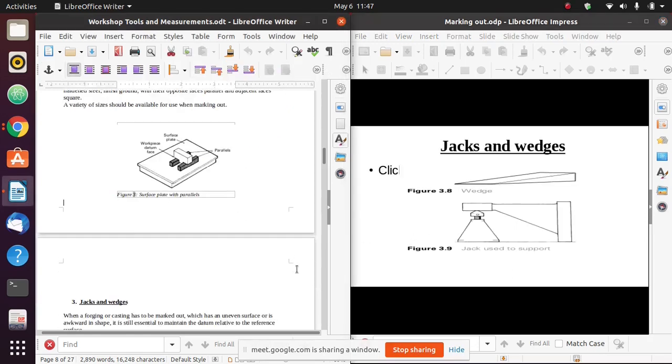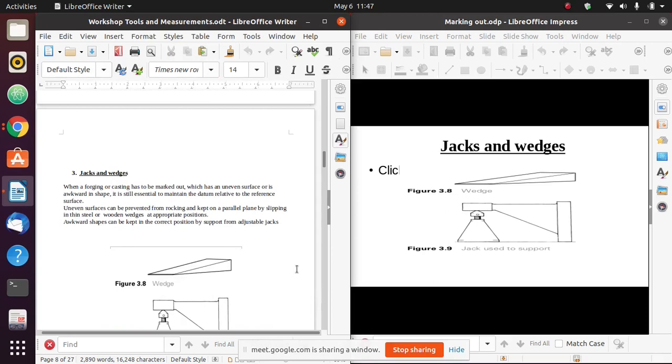Now, a jack and a wedge. If I have a workpiece that has an irregular shape, an awkward shape, for example, a casting and a forging, and I want to establish a datum on that workpiece, then it is essential for me to use these jacks and wedges to ensure that these workpieces do not move around when I'm trying to get my reference edges.